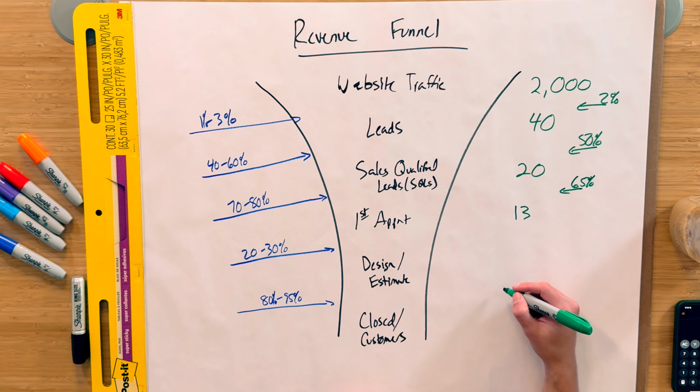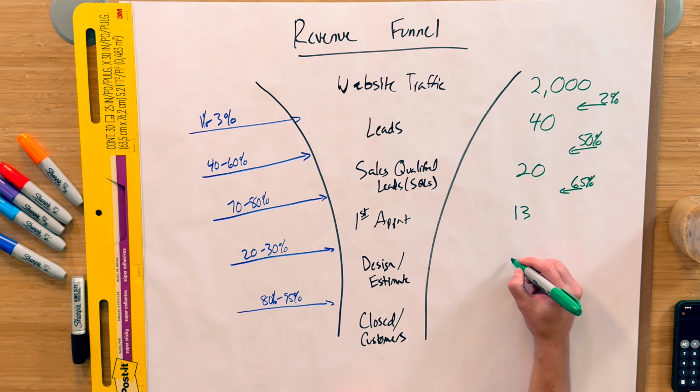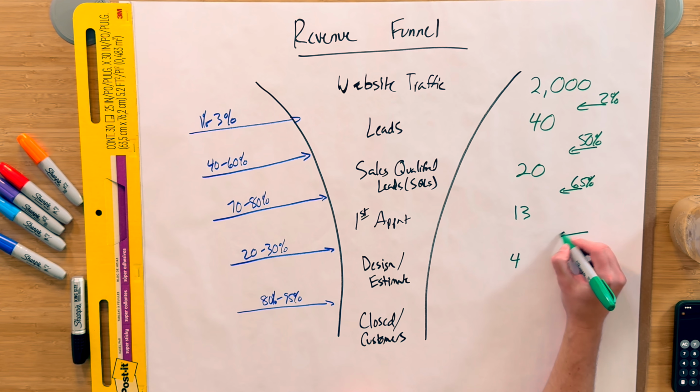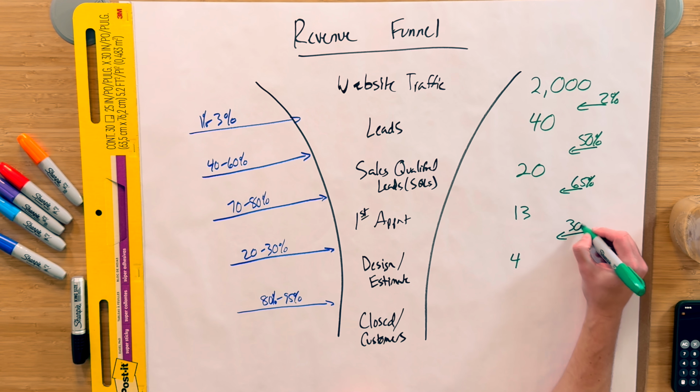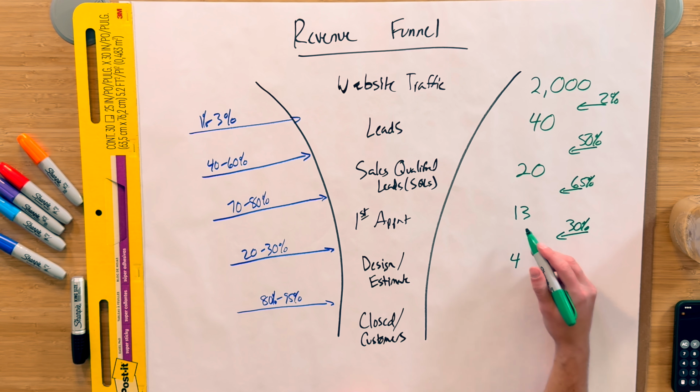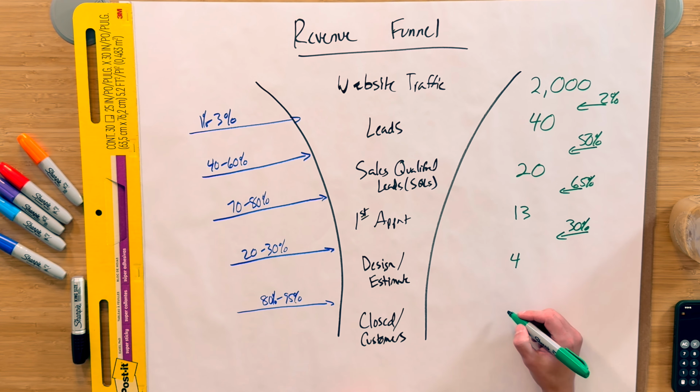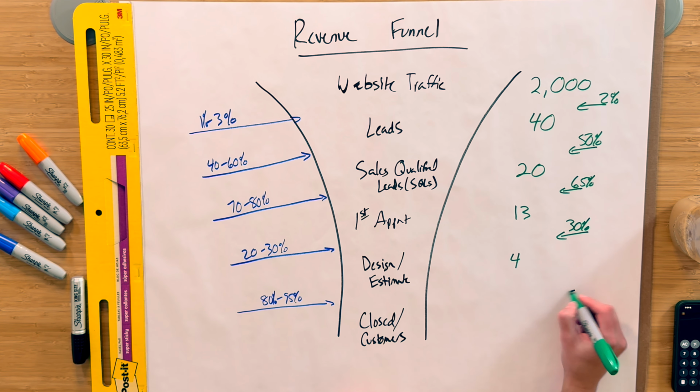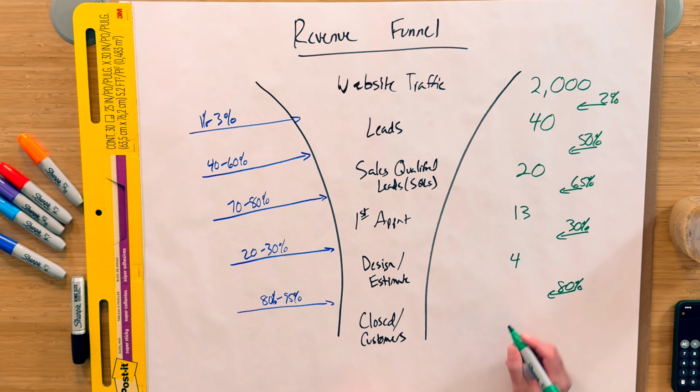Then out of those 13, we moved 4 into design. That means we got 30% of these people to move in. Probably had to do some rounding there. And then 80% moved into projects. That's 3. It's really 75%, but we're going to round there.